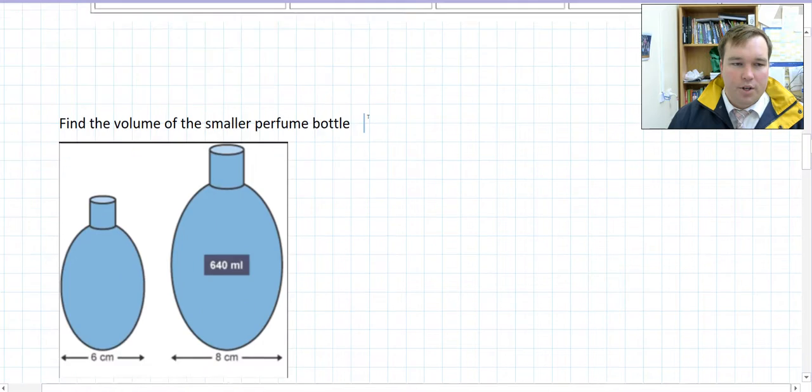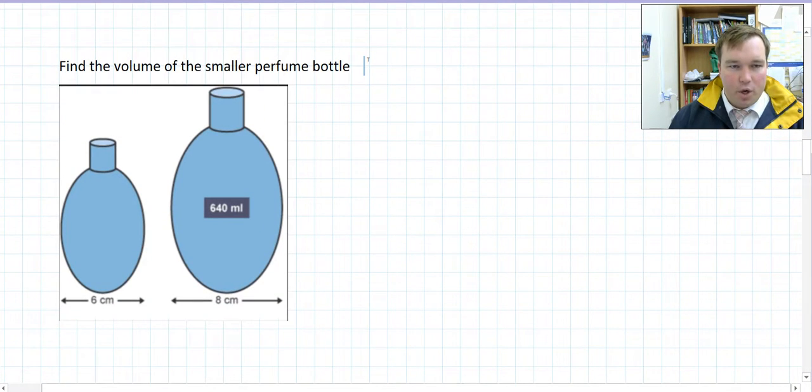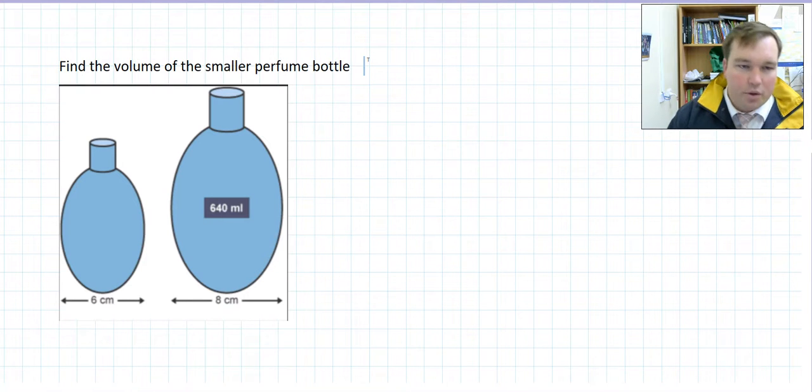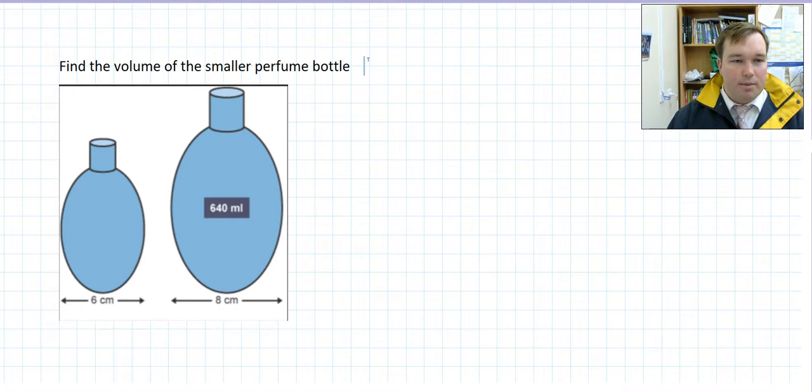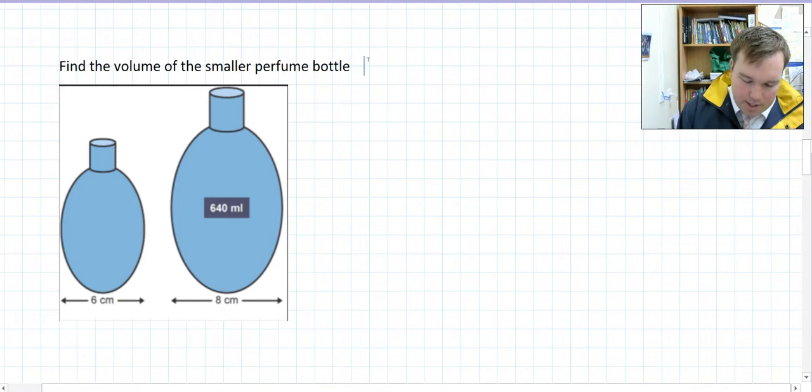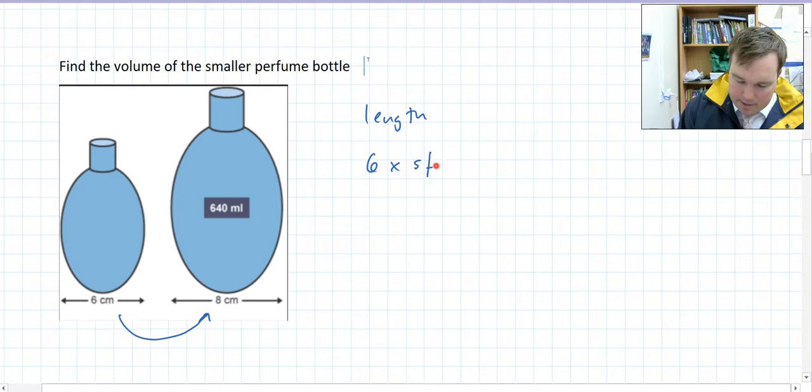Alright, so find the volume of the smaller perfume bottle. No, we couldn't actually attempt to calculate it because it's quite an irregular shape. But we can assume they're similar, or we may have been told they're similar. And what we can notice here is that we're going from 6 to 8. So with length, 6 gets multiplied by our scale factor to get 8.